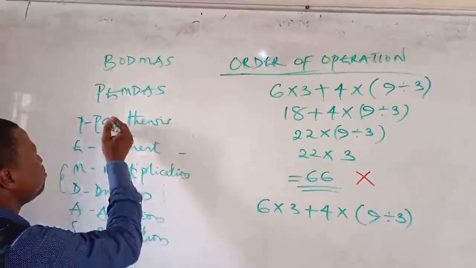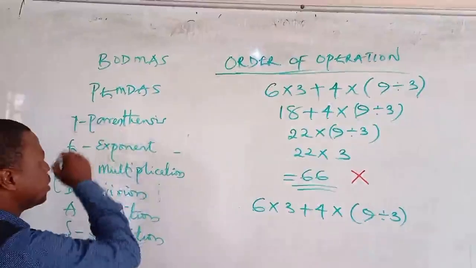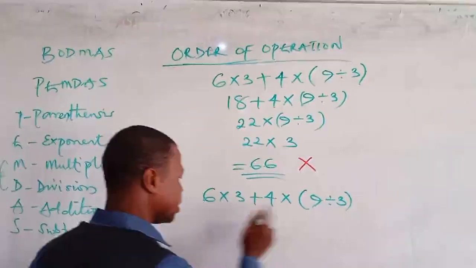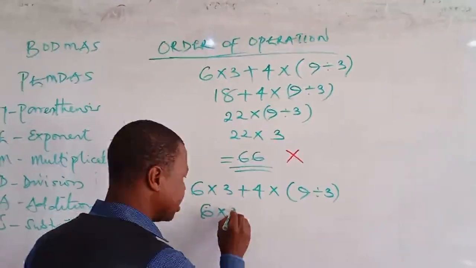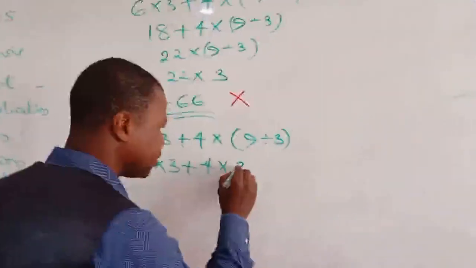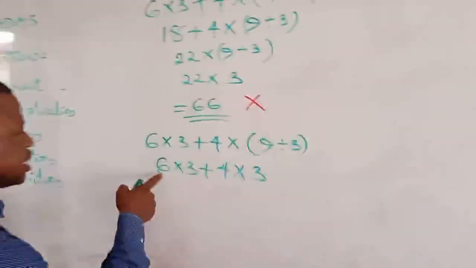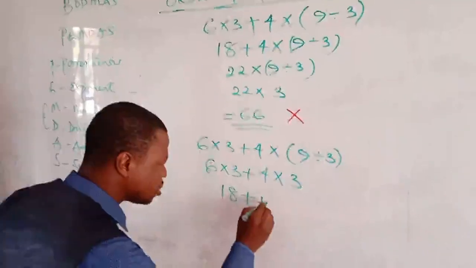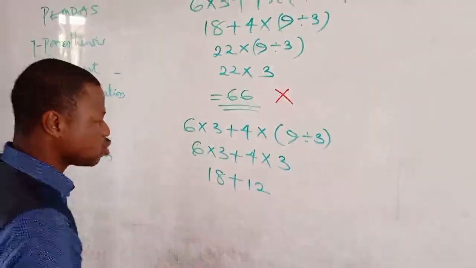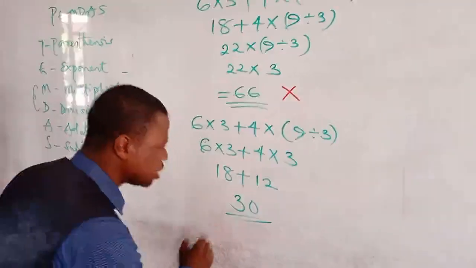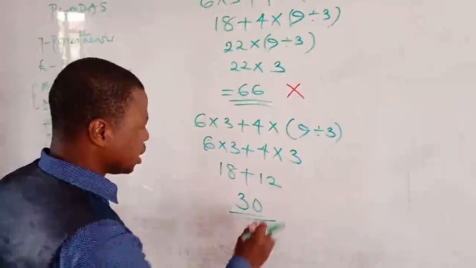So this should be P-A-R-E-N, parentheses. So we attend to the parentheses, the one in bracket. So this is 6 multiplied by 3 plus 4 multiplied by 9 divided by 3, we have 3. Then this is 6 multiplied by 3, that is 18, plus 4 multiplied by 3, that is 12. 18 plus 12, we have 30. And this is the correct answer.